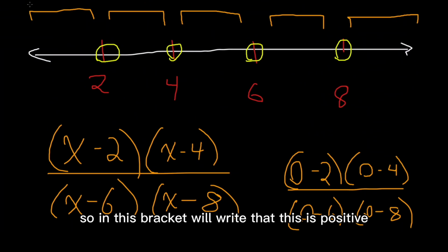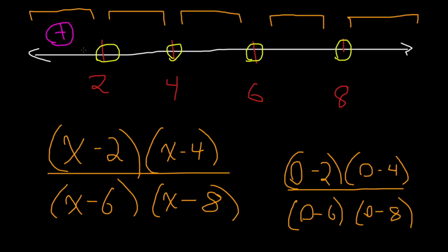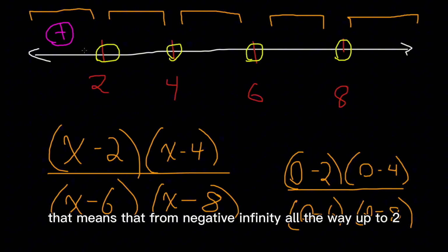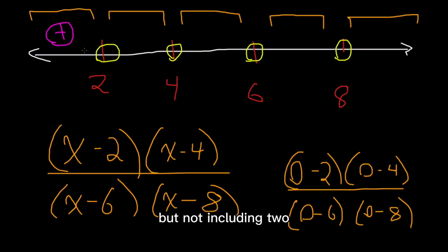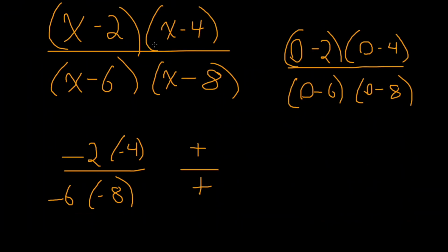So in this bracket, we'll write that this is positive, and we'll write it in pink, denoting it as positive in this area. That means that from negative infinity all the way up to 2, but not including 2, the function will be above 0, or positive. Let's try 3 now, because it's in between 2 and 4, and it's in this bracket.